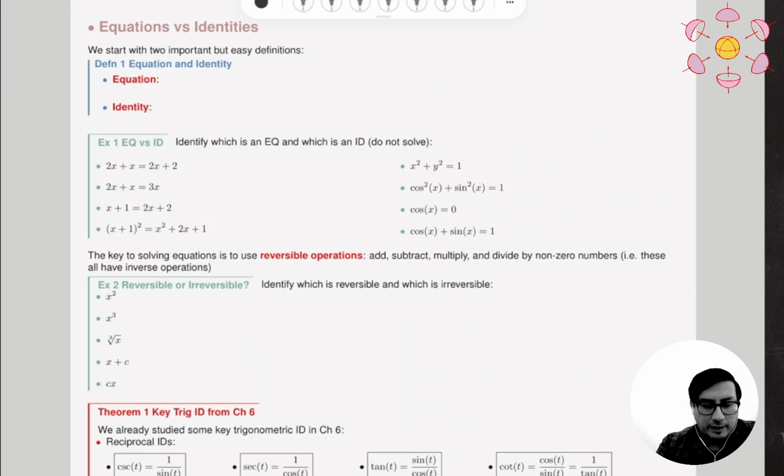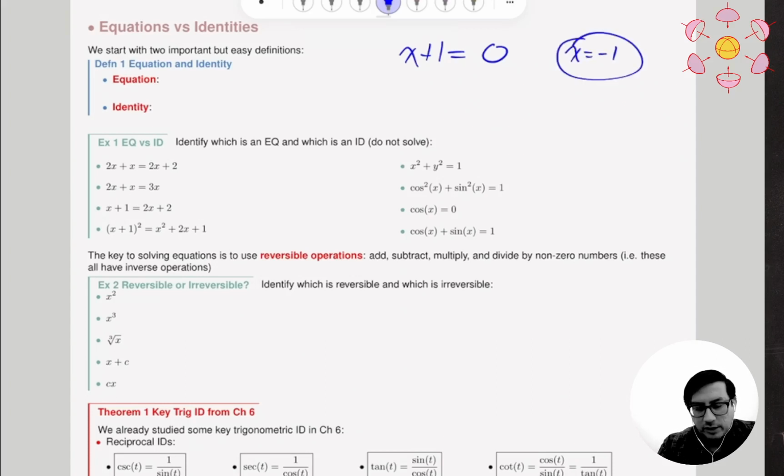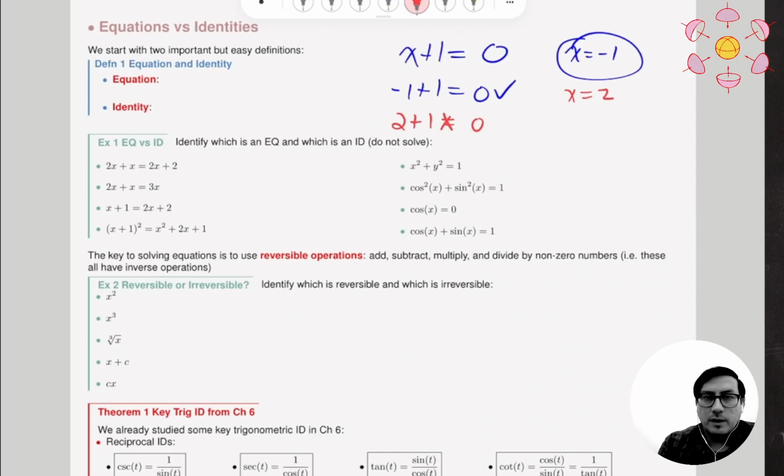But think about something like x plus 1 equals 0. Now this is an equation. There's a variable x, there's some numbers and some symbols, but what makes this an equation is that it only has one solution, x = -1. Because if we plug in -1, we would get a true statement. -1 plus 1 is 0, but x equals 2 is not a solution, right? If we plug in 2, we get that it's not true. So for equations, it's only going to be true for certain values of x.